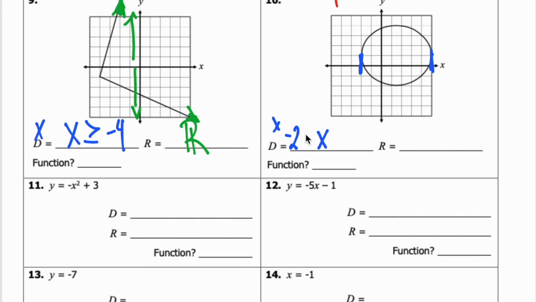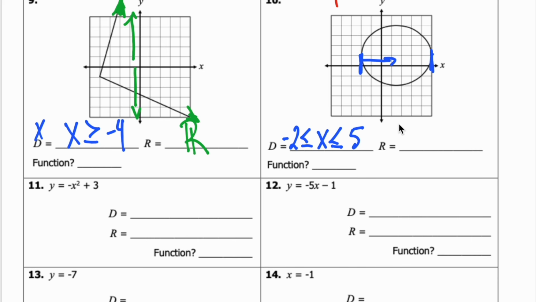-2 is less than or equal to x, okay? Meaning x has to be greater than or equal to -2, right? Greater than is always going to be moving towards the right. So x is greater than or equal to -2, and, this is an and inequality, x is less than or equal to 5.